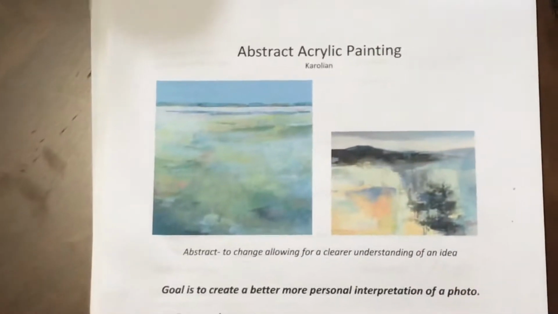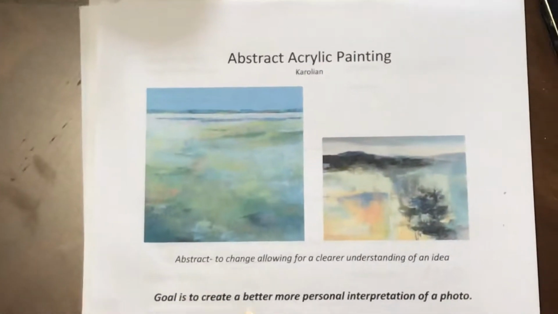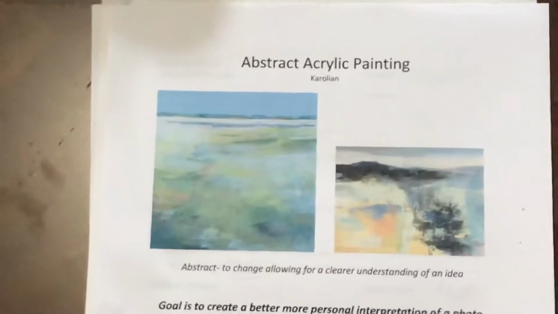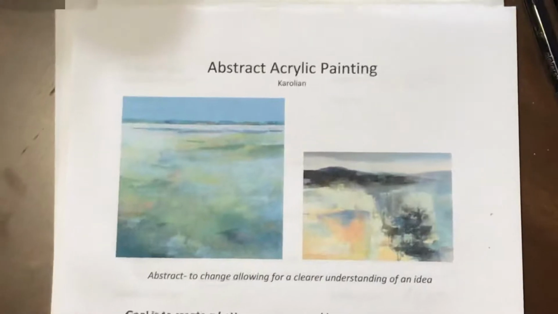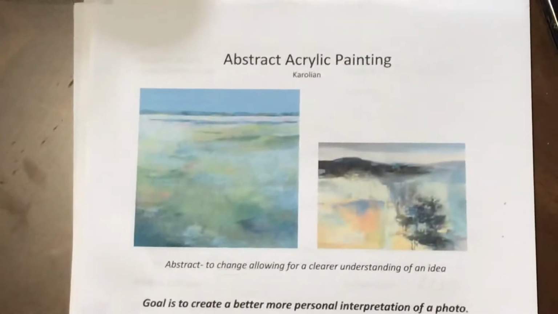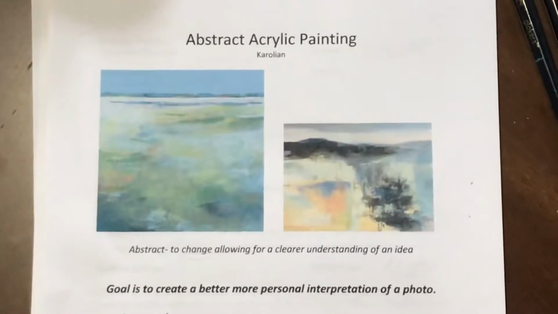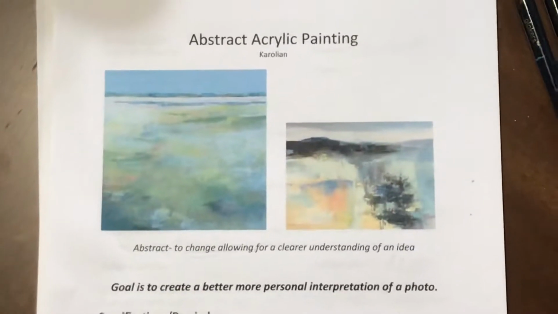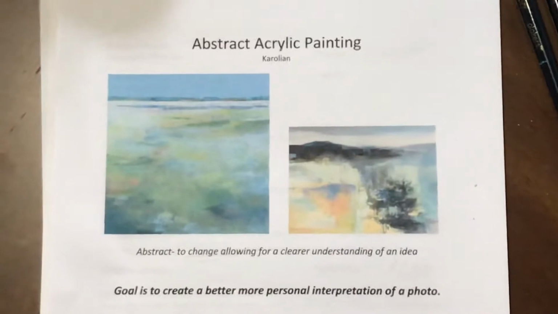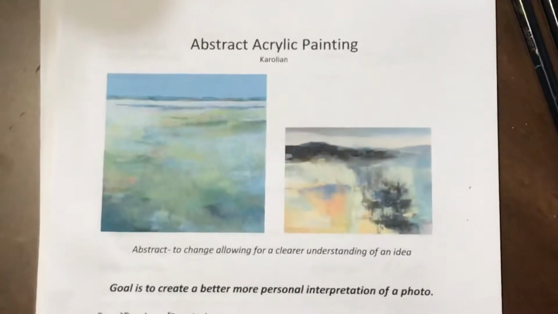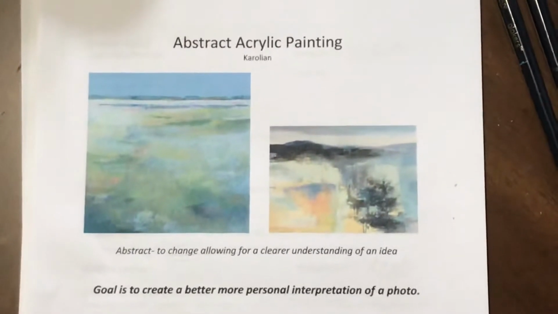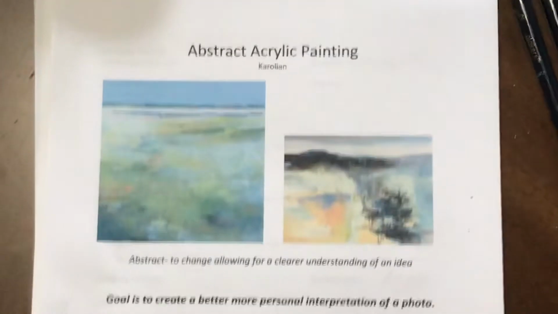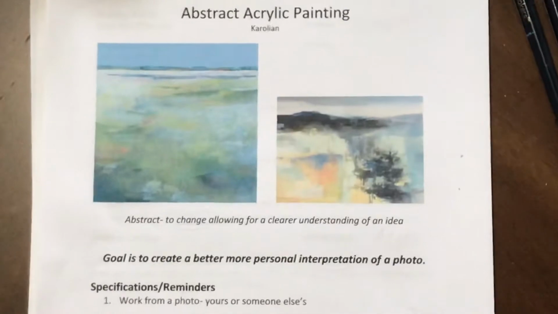So this is the handout that I gave you to begin with. It says to abstract, to change, allowing for a clearer understanding of an idea. You know that one of the things that we're working on in painting is to try to develop your own voice. And in developing your own voice in art means that you are trying to portray what you see instead of what everyone else sees. So the goal isn't to be realistic. It is to present something that is even more lovely, more personal than being realistic.